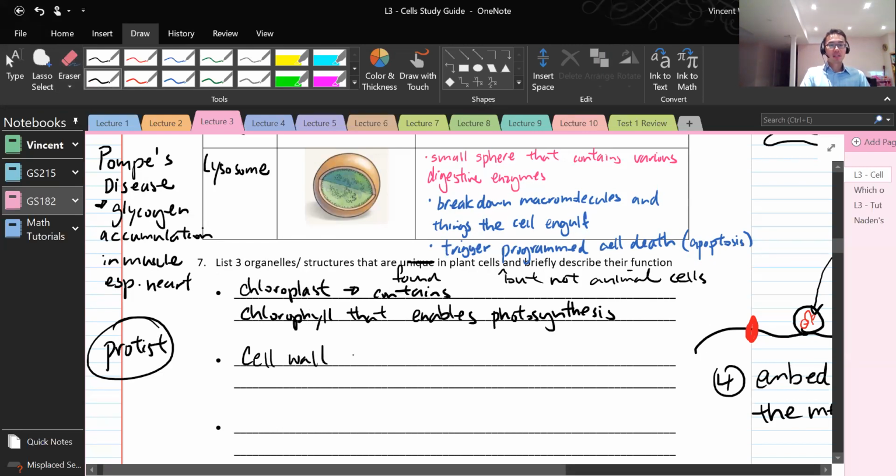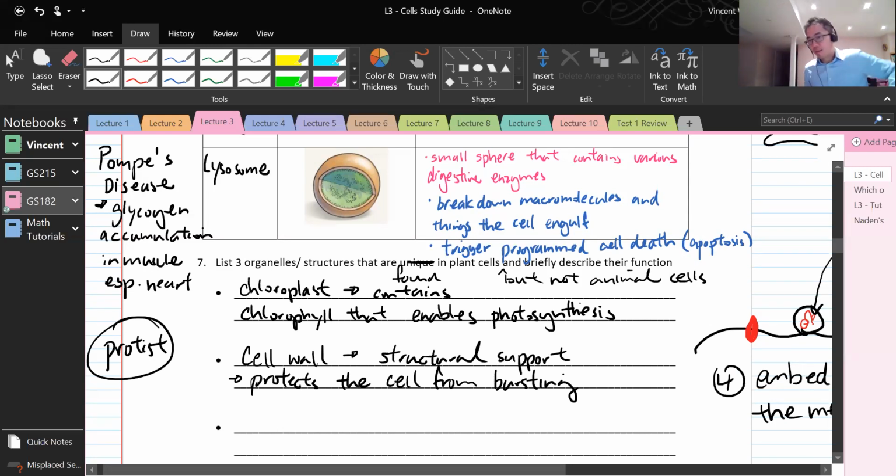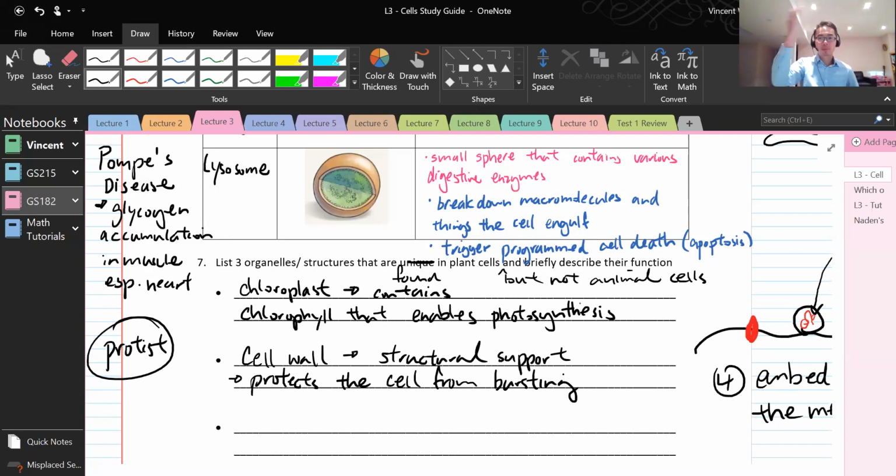Next one is cell wall. Okay, so cell wall is made up of cellulose. We learned that last class, and it protects the cell from bursting, and provides structural support. As you will learn next class, you probably know this based on common sense: plants love water, so you water them, it helps them stand up. But the thing about cells is if you put them in an environment that has a lot of water, they tend to swell up and burst. By having a cell wall, it protects them from bursting.